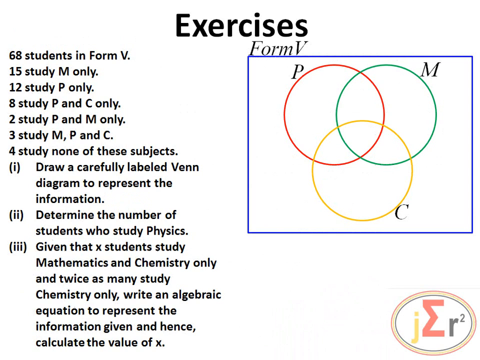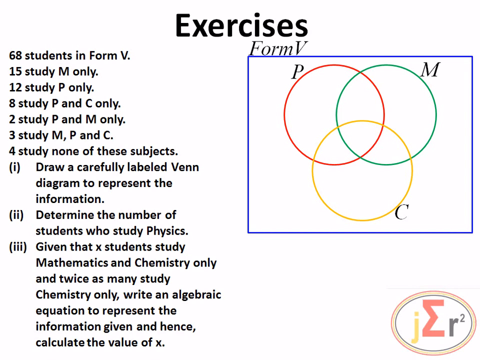We have another problem that says 68 students in Form V. 15 study mathematics only, 12 study physics only, 8 study physics and chemistry only, 2 study physics and mathematics only, 3 study mathematics, physics and chemistry, 4 study none of these subjects, and we are required to draw a Venn diagram that is labeled to represent the information.